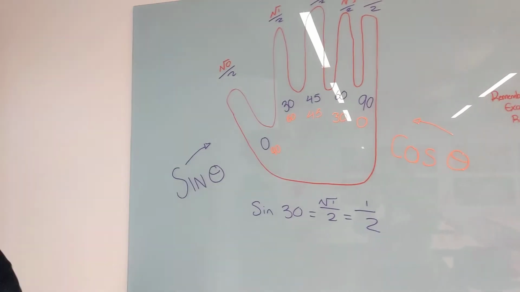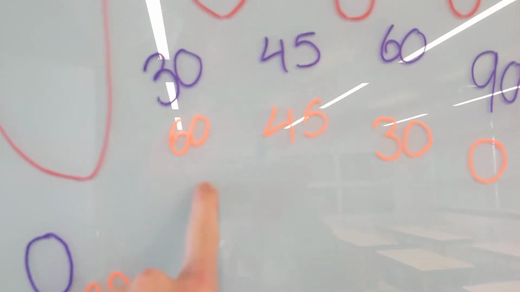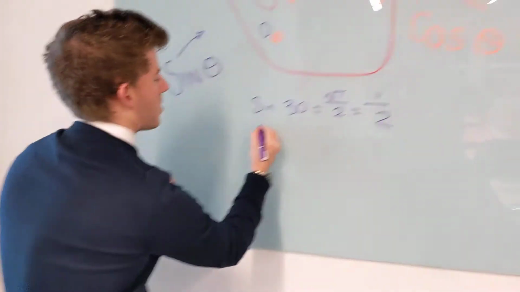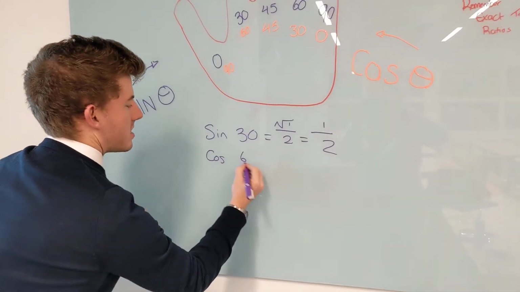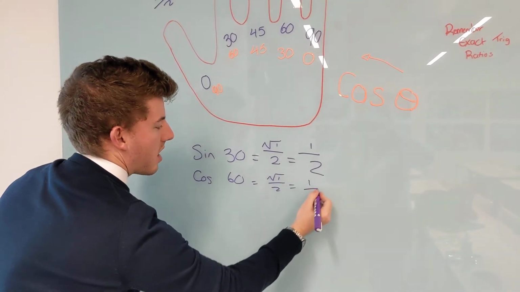Another example, and I'm going to steal the camera back, if we want to look at cos, and we want to get cos 60, where I go 0, 30, 45, 60. We've written it again, it's a half. So back on here, cos 60 is the same, square root of 1 over 2, and that's a half.